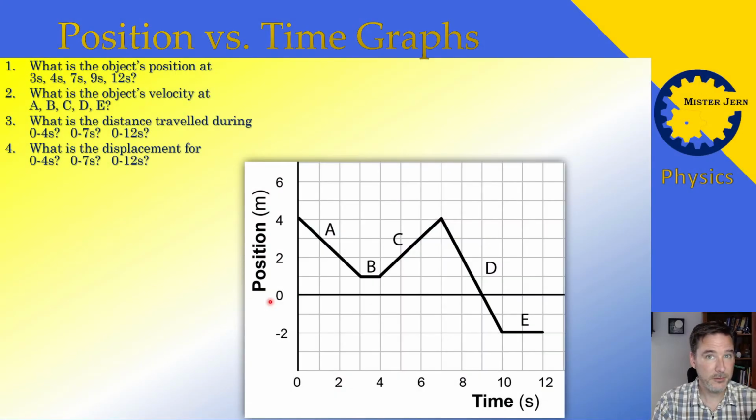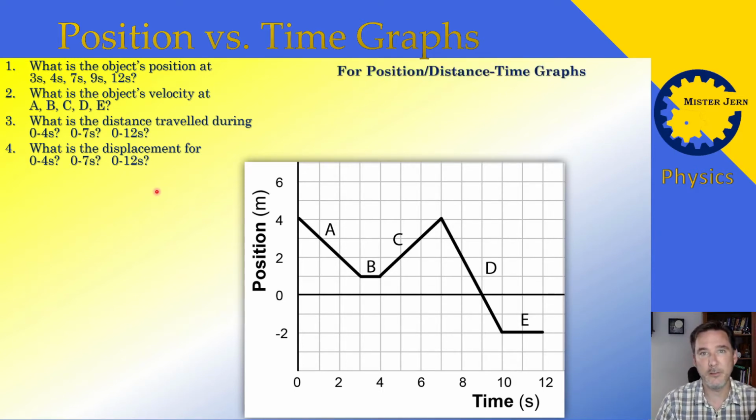All right, this is Mr. Jern, and I have here a position versus time graph, sometimes called a distance versus time graph, basically the same thing. I've got 4 questions here. We had to calculate position, velocity, and distance traveled along with displacement. And so to do that, there's a couple things to remember.